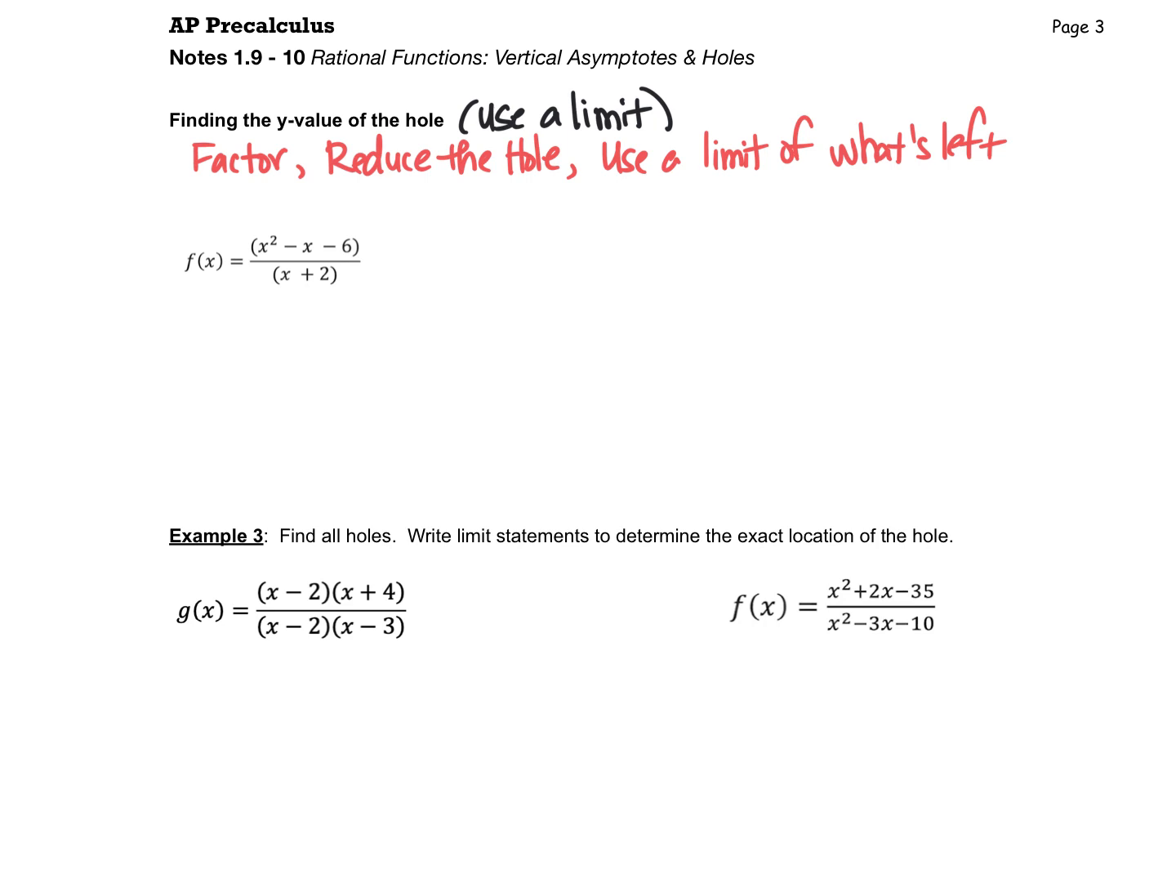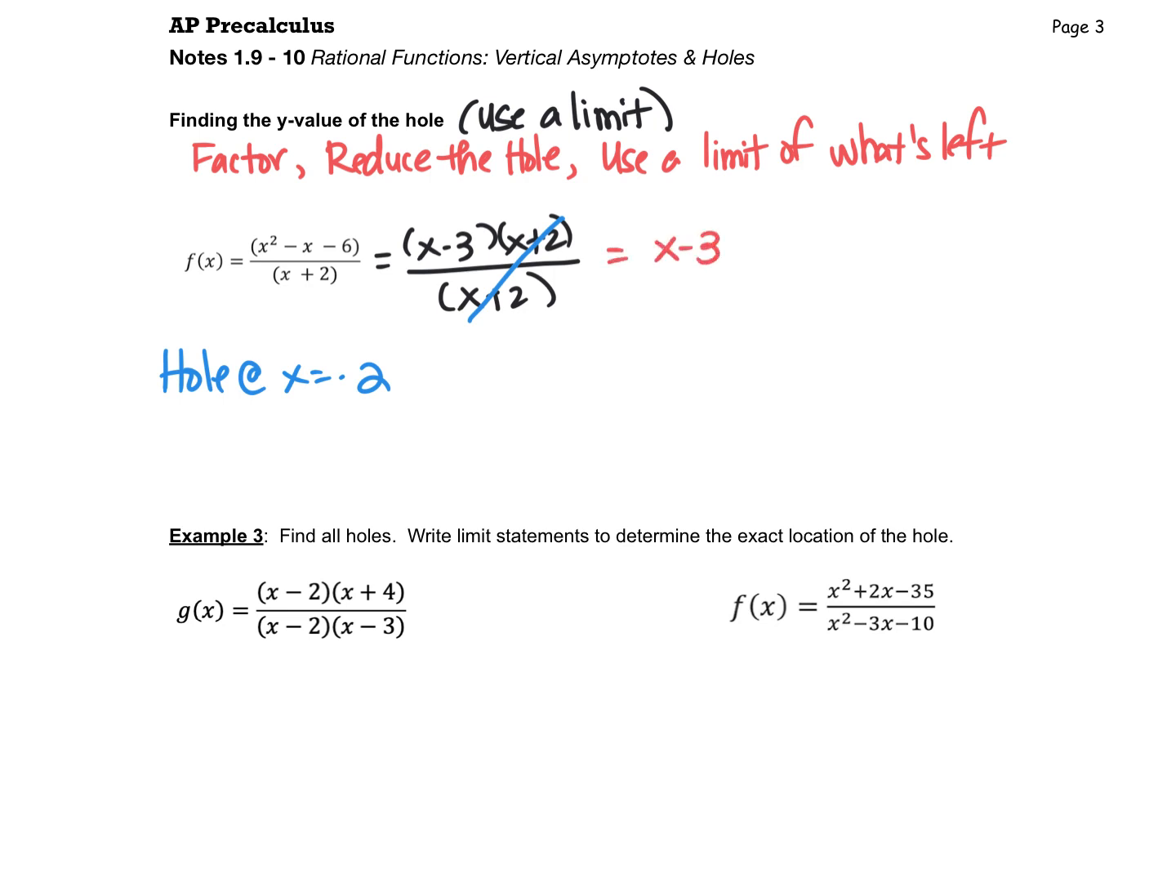I've got f of x equals x squared minus x minus 6 over x plus 2. So let's factor. The numerator, a nice pretty trinomial there, is going to factor into (x minus 3)(x plus 2). Well, you should see the hole pretty quickly, okay? What is the x value for your hole? Yeah, it's going to be at x equals negative 2. Well, let's reduce out the hole, and then what am I left with? I'm left with x minus 3.